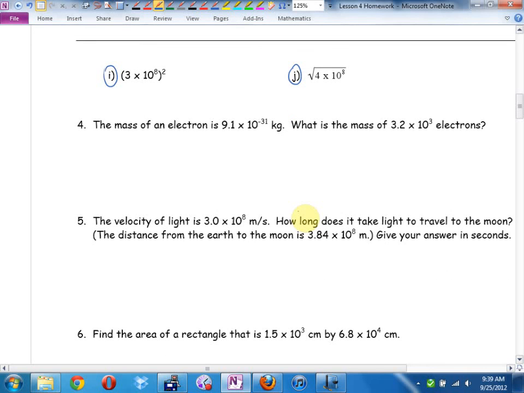Okay. Number 4, the mass of one electron is that much. What's the mass of... First of all, if that's how much one electron weighs, how much would 2 electrons weigh? What would you do with this number? How much would 5 electrons weigh? What would you do with this number?